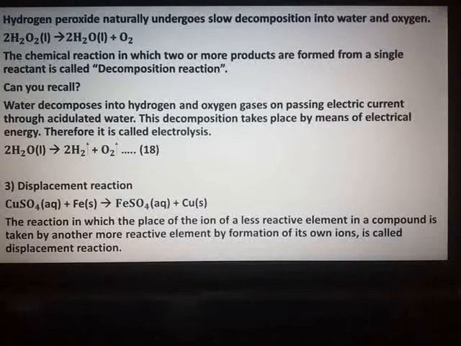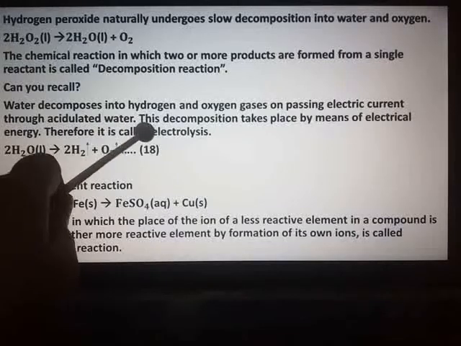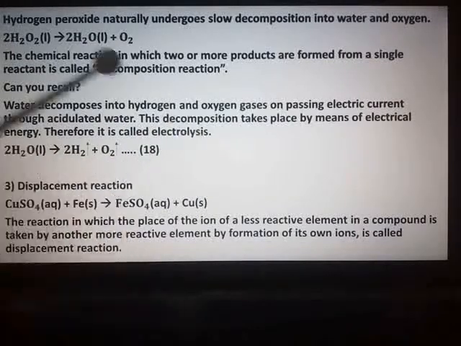And the two types of decomposition reaction we had studied. The first one was thermal decomposition, where a supply of heat was used to carry out the reaction, and the second type is by passing electric current, which was known as electrolysis. Lysis means breaking down, electro with the supply of electric current.